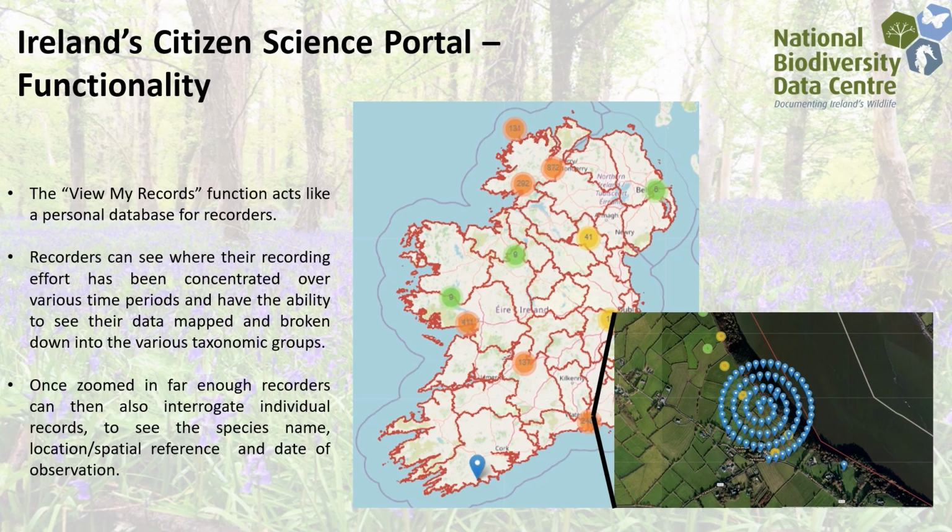And then whenever you're zoomed in close enough, it'll create this almost spiral of where you've been submitting records from, and each one of those can be clicked on, and then will tell you the species name, the location, spatial reference, the date of observation, and things like that. So really, really handy if you're looking to look more at your own recorder effort. If you're into recording species, you're probably going to want to see where your own effort is going. So it's a really nicely displayed version of that.